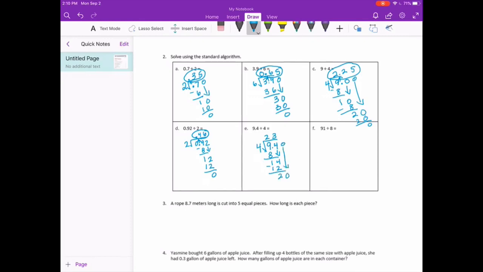Add a 0, bring it down. 4 goes into 20 5 times. 5 times 4 is 20. No remainder. Bring up our decimal point. 2 and 35 hundredths.